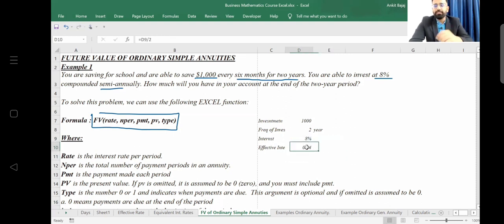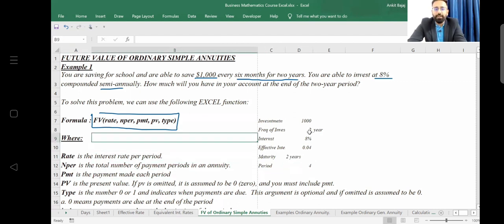So here the interest rate is going to be 4%, right? Now what is the maturity date here? Maturity is 2 years. Now how much will you invest? The frequency of investment is, in a year you will be investing 1,000 2 times, right? So if I talk about the period, how many times will you be investing? It is 2 times in a year for 2 years. So here you will be investing 4 times. I will take 2 into 2, that will be 4 times, right?